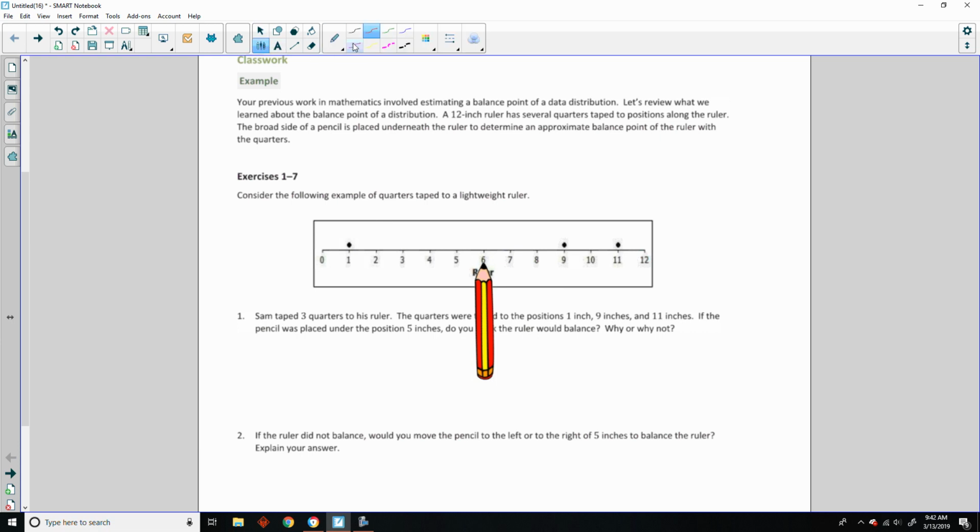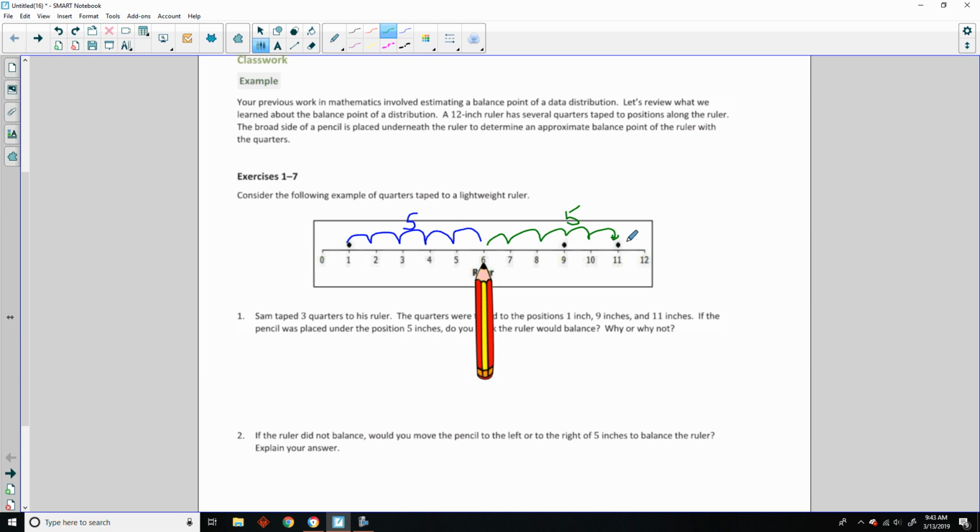But if I put a quarter on this at 1 inch, it's much heavier over here, obviously, and the ruler would tilt and fall to the left. And that is 1, 2, 3, 4, 5 inches from center. But then if I put a quarter at 11, because 1, 2, 3, 4, 5 is this way, since I subtract 5 this way and put a quarter, it's too heavy on the left.